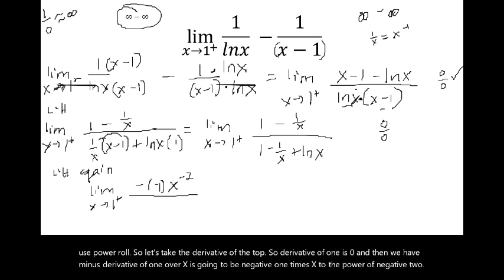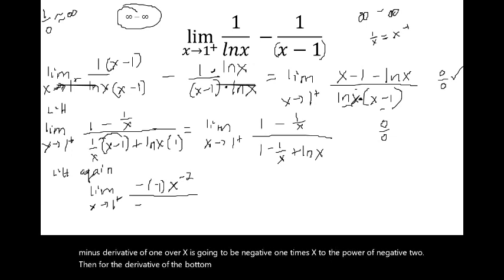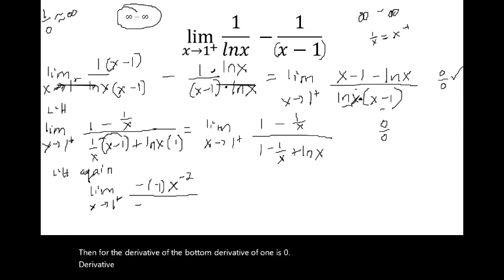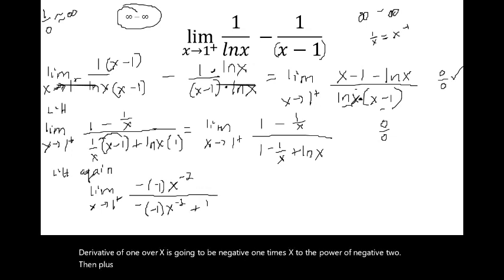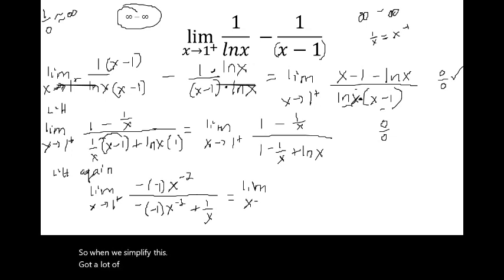Then for the derivative of the bottom, derivative of 1 is 0. Derivative of 1 over x is going to be negative 1 times x to the power of negative 2. Then plus the derivative of natural log of x is going to be 1 over x. So when we simplify this, we've got a lot of double negatives here. Negative times a negative is a positive 1 over x squared.